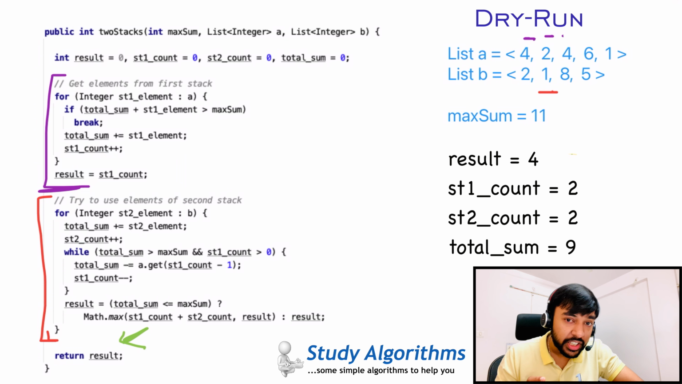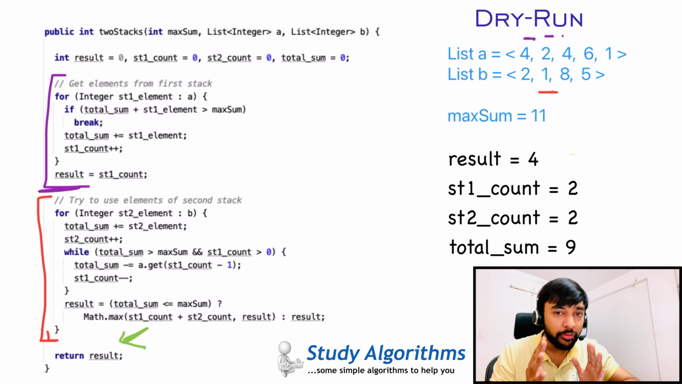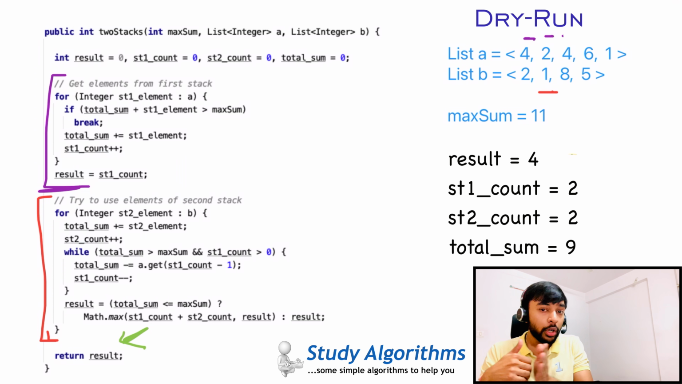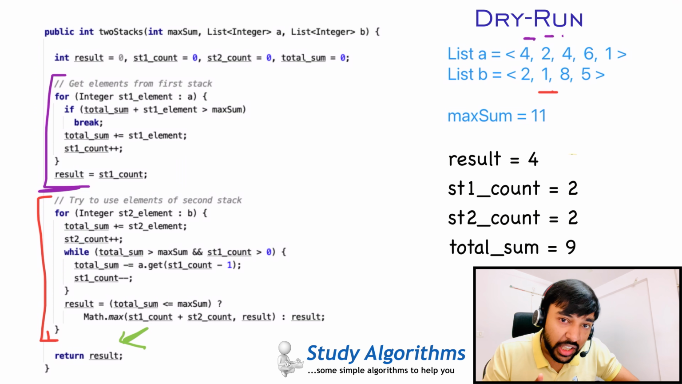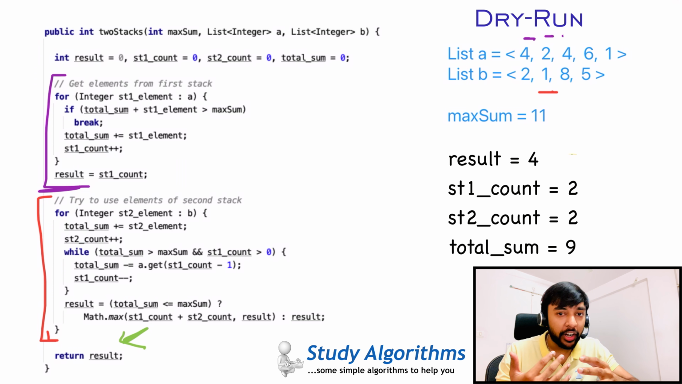The time complexity of this solution is order of m plus n, where m and n are the lengths of both the stacks, because there could be a case that you are iterating through both the stacks at least once. And the space complexity of this solution is order of 1. That is because you are not creating any new data structures to find your solution.